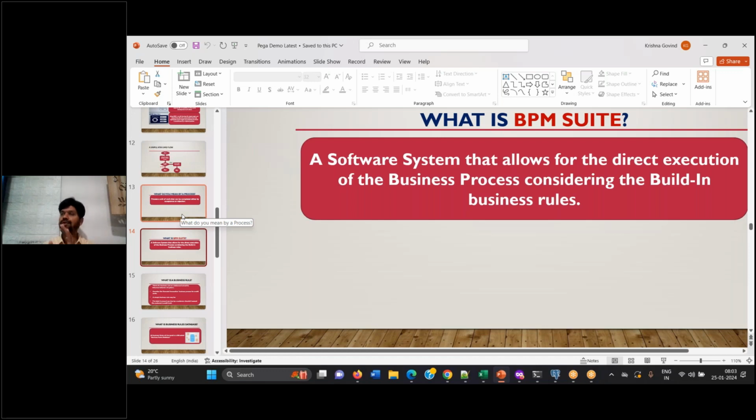See, if you're going to develop your applications using BPM system, you have to name the system something, right?